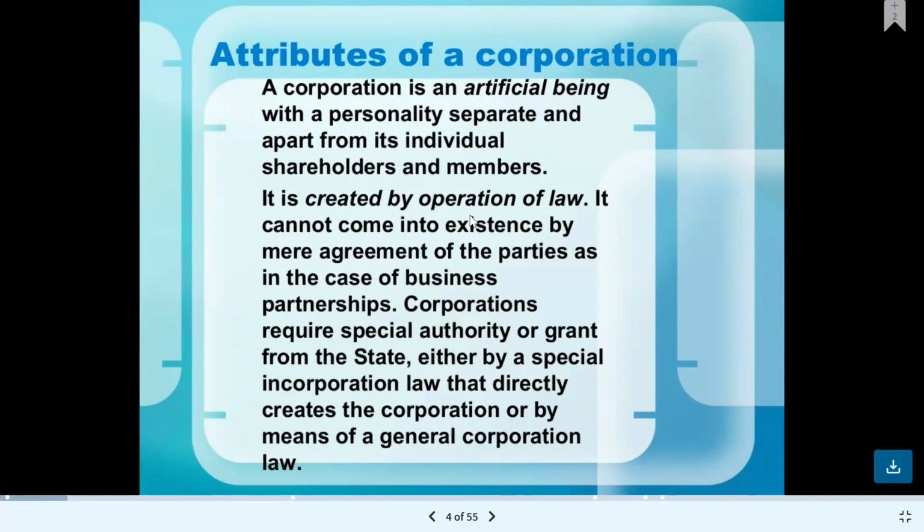And take note, it cannot come into existence by mere agreement of the parties. As in the case of a business partnership, a corporation requires special authority or grant from the state, either by a special incorporation law that directly creates the corporation or by means of a general corporation law.